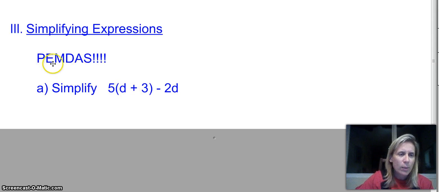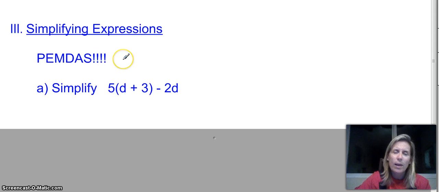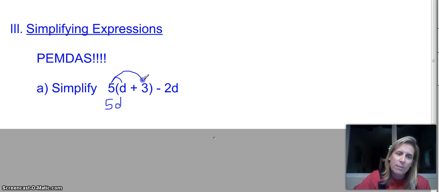The next thing we would do is exponents. I see none. Multiplication or division. So do you see the multiplication here? And what do we call that property that we use? That's right, distributive. We're going to multiply 5 times D. That gives us 5D. All right. And we're going to multiply 5 times 3. So 5D plus, what is 5 times 3? 15. Good.